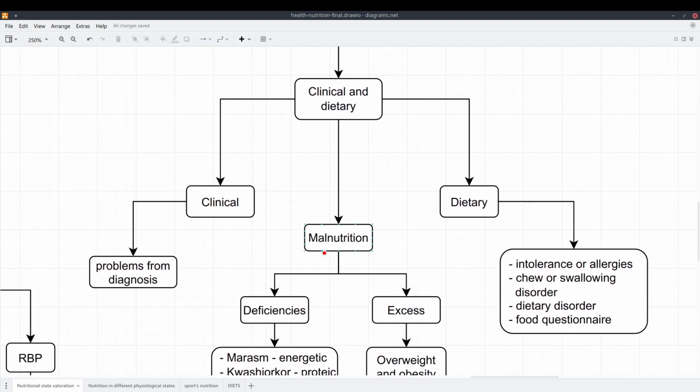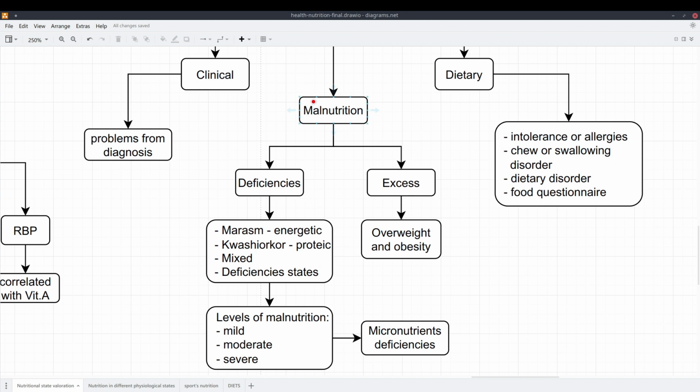So, what do we understand as malnutrition? Malnutrition can be done with deficiencies or excess. The excess is overweight and obesity and everything that comes with them. Whereas deficiencies, there are two main ones. The energetic deficiency, so we lack mainly calories, causes the marasmus. Whereas the proteic deficiency, when we lack proteins, is the kwashiorkor disease.